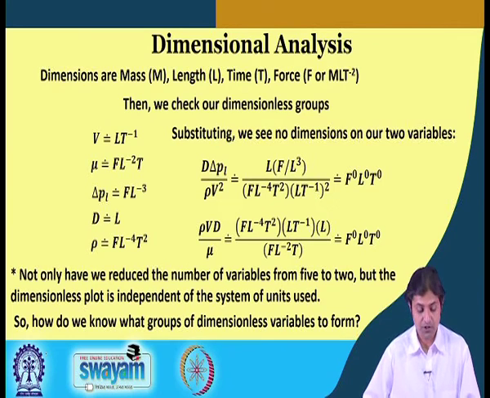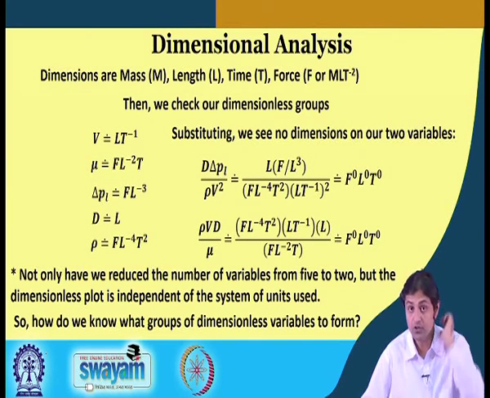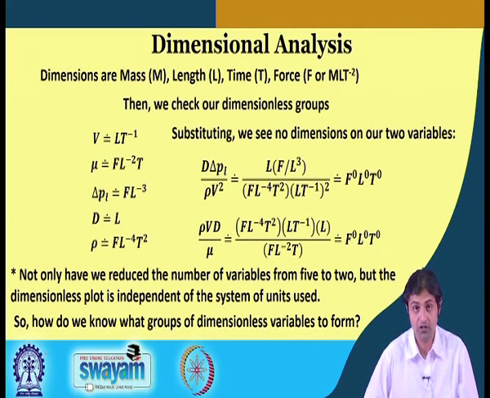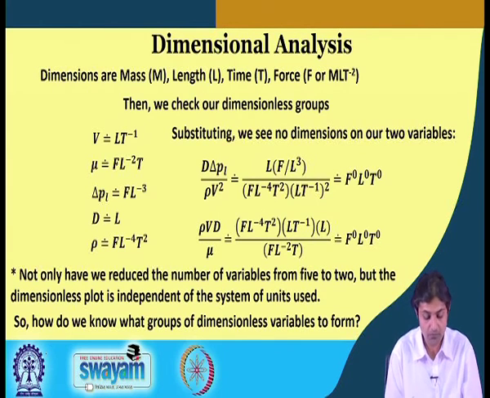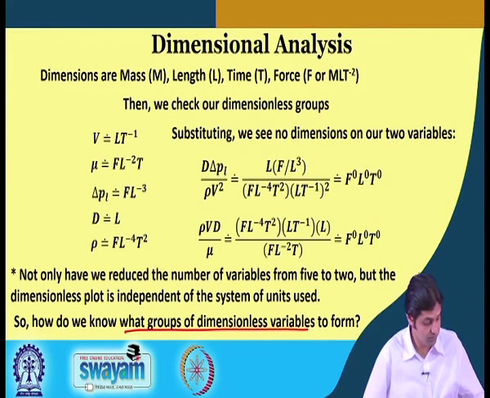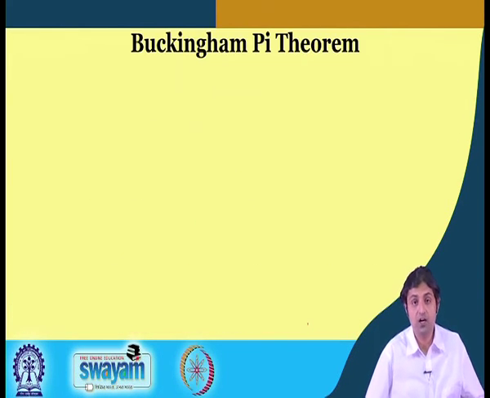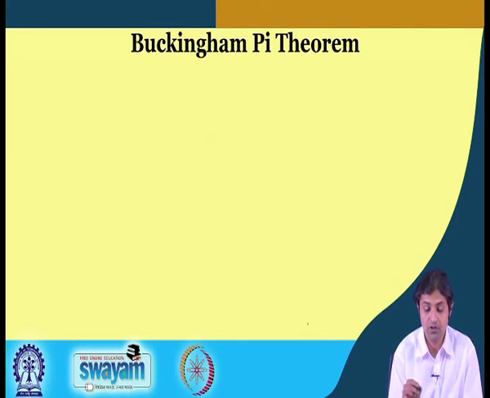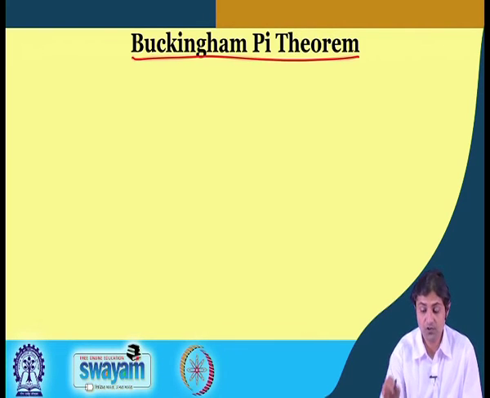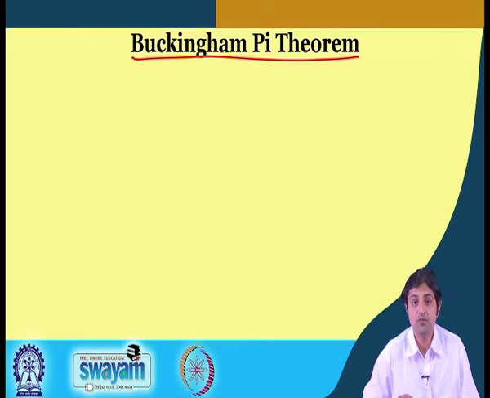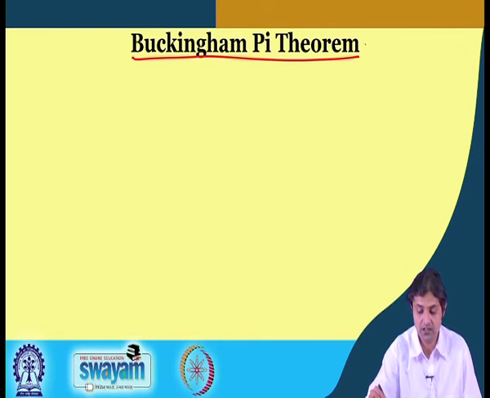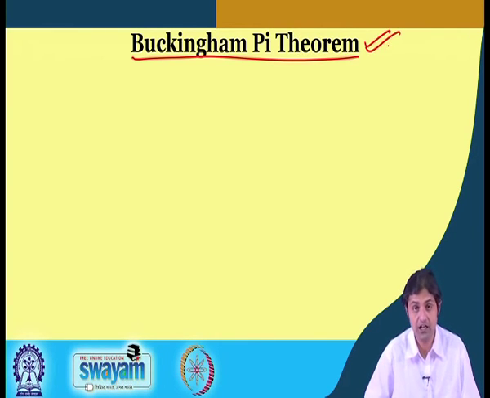So, the most important question is, how do we know what groups of dimensionless variables to form? This is quite an important question. We can form many groups, but what groups of dimensionless variables to form? To answer that, we have a theorem called the Buckingham Pi theorem, which forms the core of this module. So, please understand this theorem very carefully.